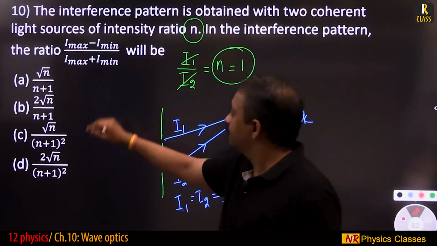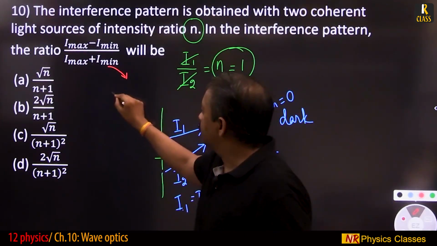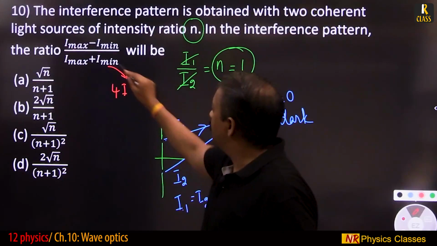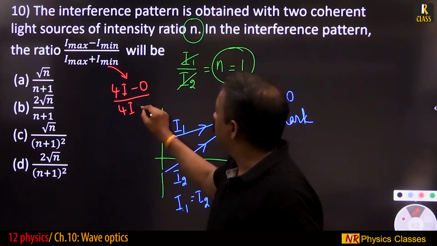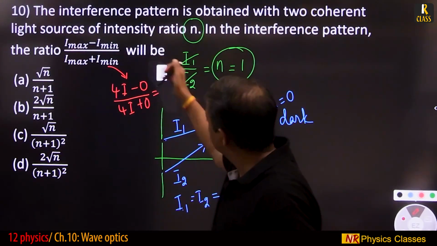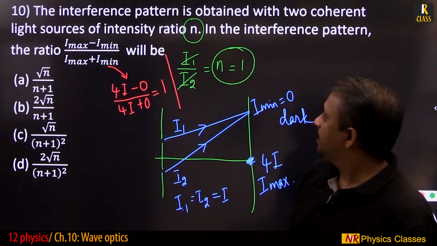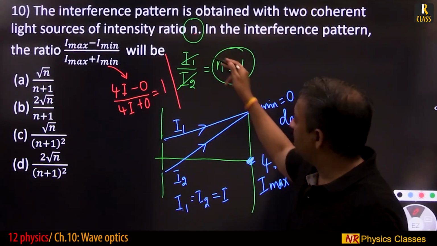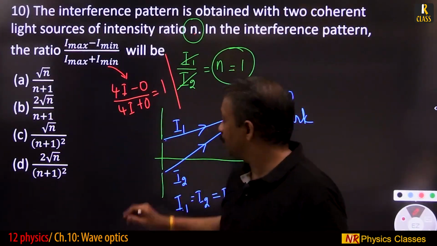Come to this. Maximum 4I, minimum 0, maximum 4I, minimum 0. This ratio is 1 again. See, n is 1 if I1 equals I2. This is 1 if I1 equals I2.